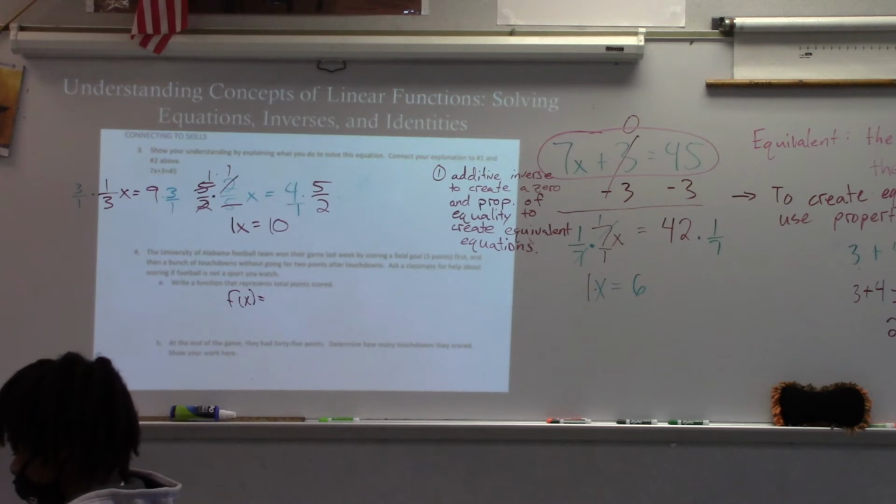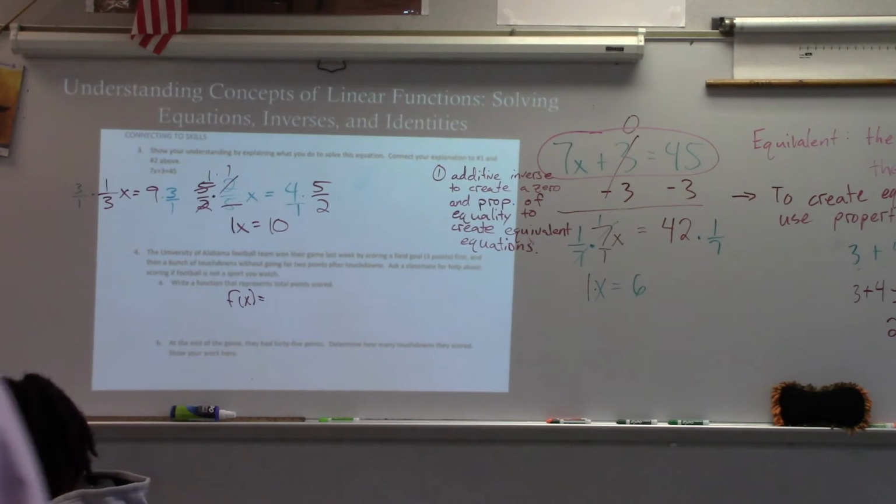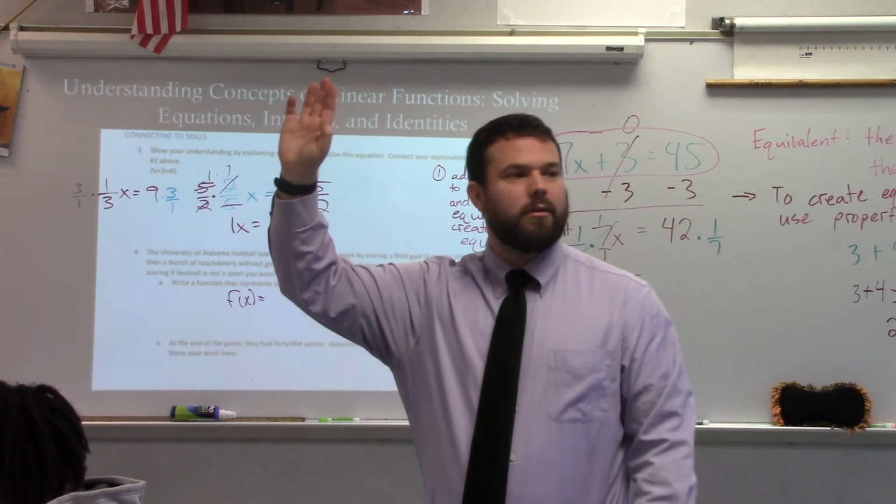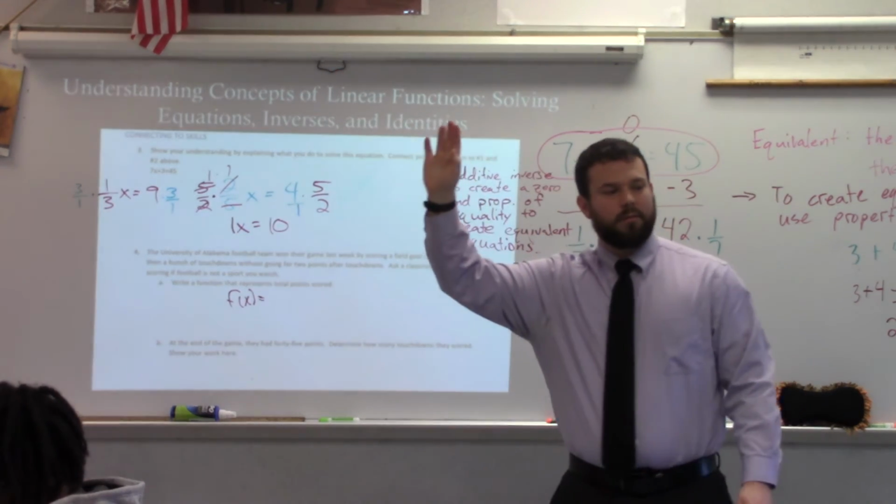And so you stop at the function. The 45 would come up here, but notice it wouldn't be f of x equals 7x plus 3 equals 45. It would just be 7x plus 3 equals 45. Okay? Make sense? 42 divided by 7.